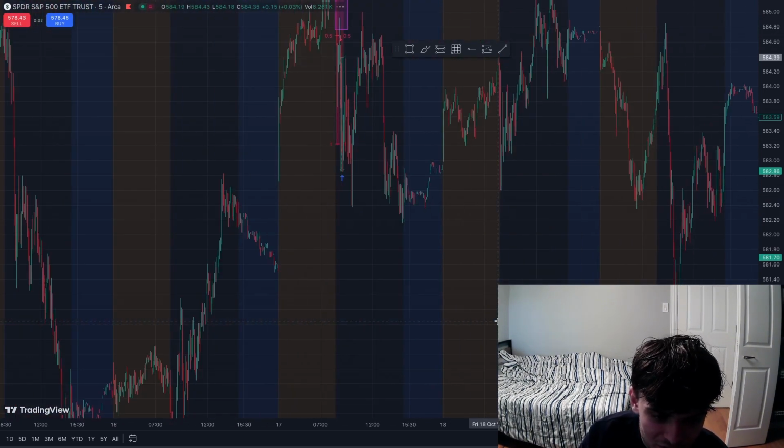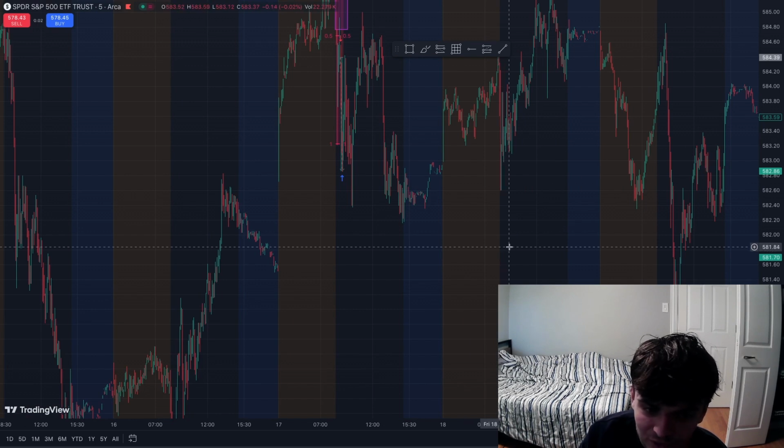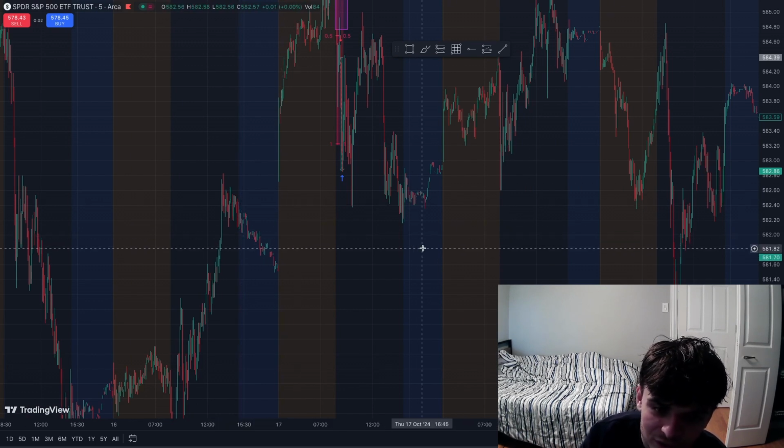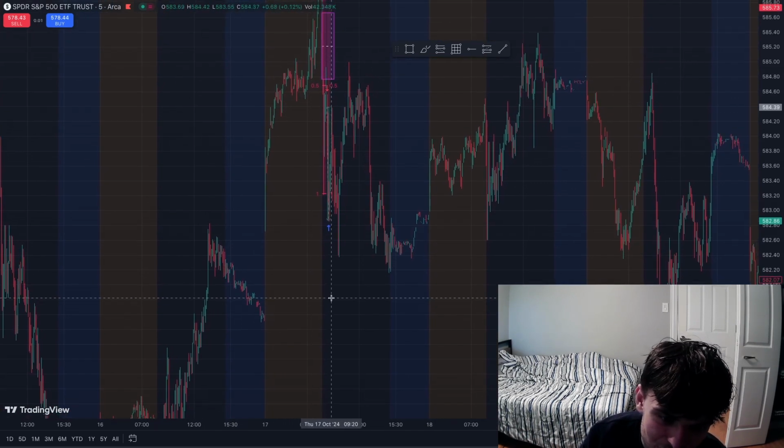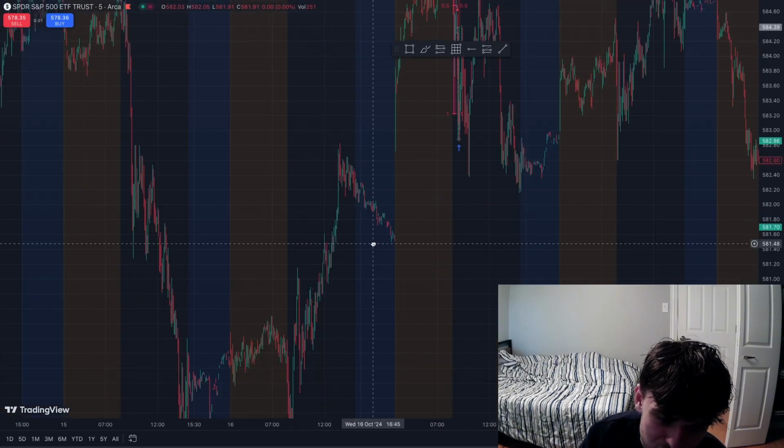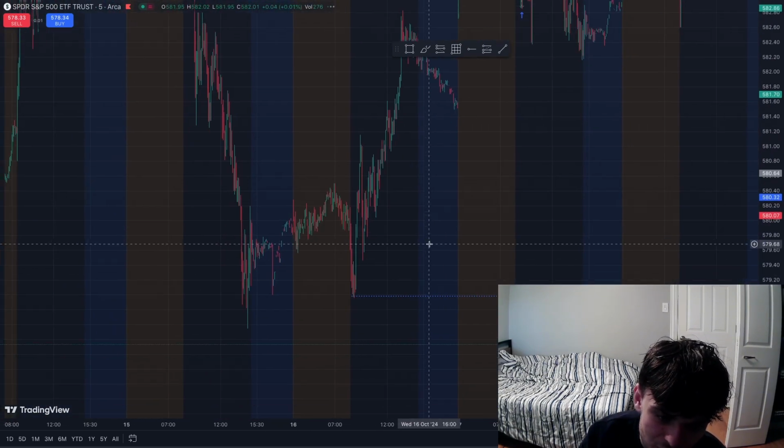So right here, we didn't really sweep anything. I mean, I guess we were filling this. I just kind of want to see where I would have ended up trading first, and then I'm going to show you how you could have used a fair value gap. All right, this is perfect.